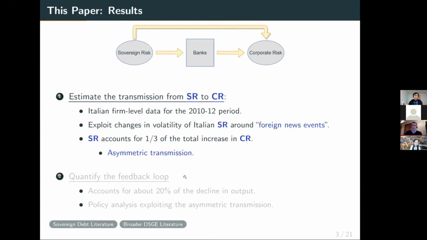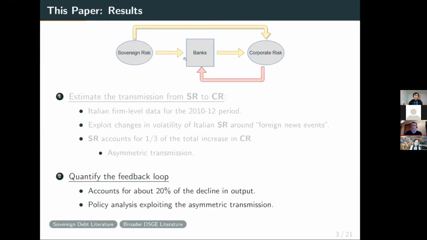So once I do that, I'm going to use those estimates to calibrate this model that I was talking about, in order to study the importance of this feedback loop. And what I show in the paper, and this is my main result, is that this feedback loop right here, that you have in red, can account for about 20% of the decline in GDP. On top of that, my model is also able to capture this asymmetric transmission of sovereign risk. So I'm going to exploit that heterogeneity in the model in order to provide some policy analysis.